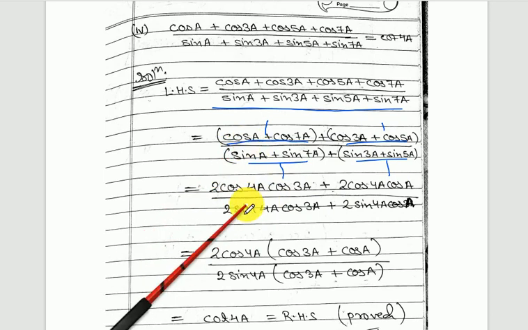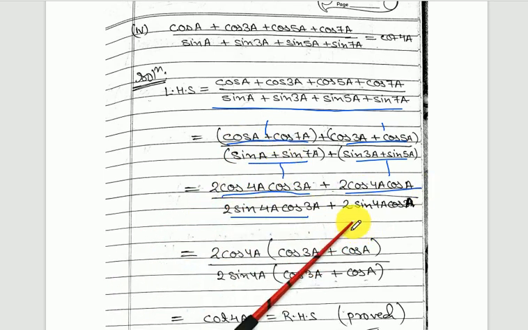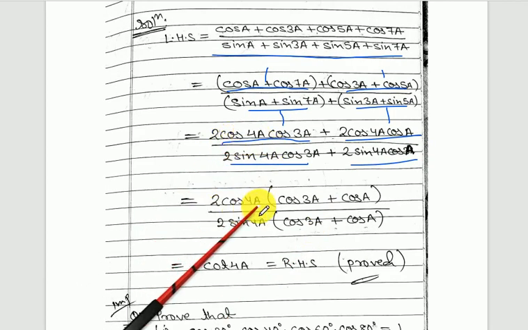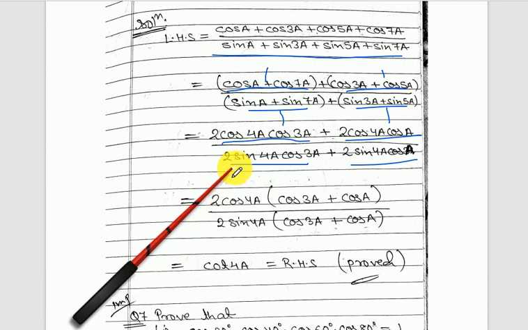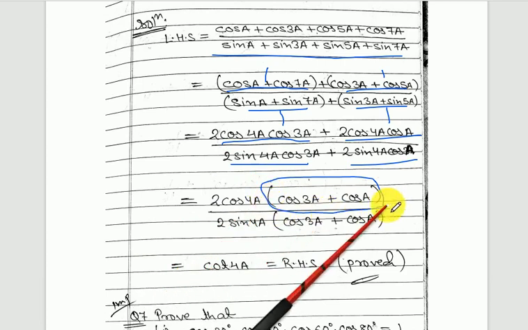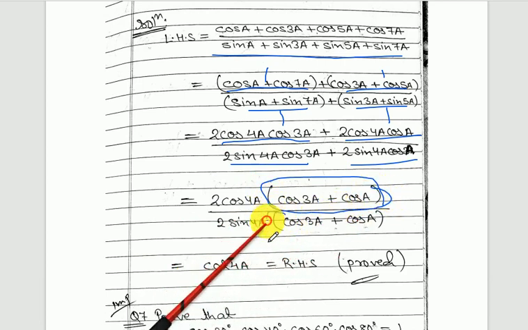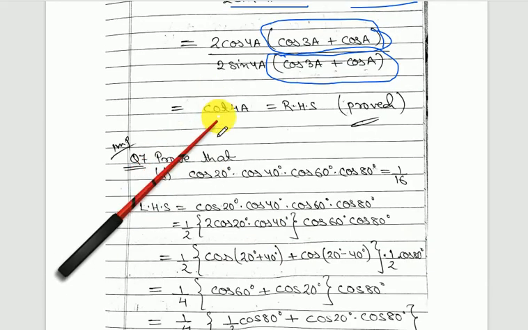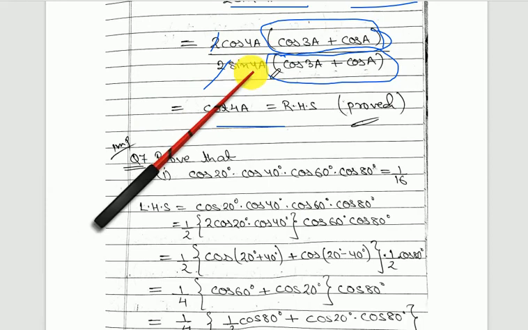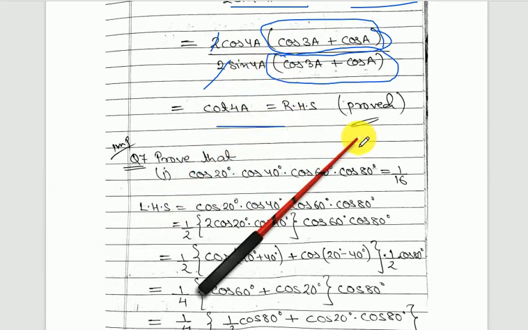So use this formula for each term to simplify. For the denominator you will get this, and for your numerator you will get this. Clear? You will see that in the numerator 2 cos 4a is common, and in the denominator 2 sin 4a is common. After that you will see that in the numerator you get cos 3a plus cos a, and in the denominator also you get the same thing. So they get cancelled and you are left with cot 4a, because here 2 cancels and cos 4a upon sin 4a becomes cot 4a, your right hand side.